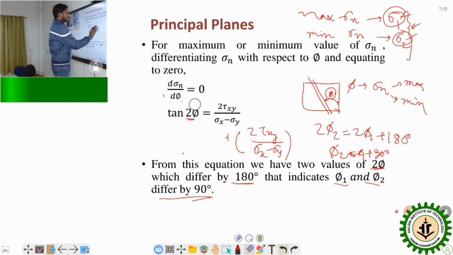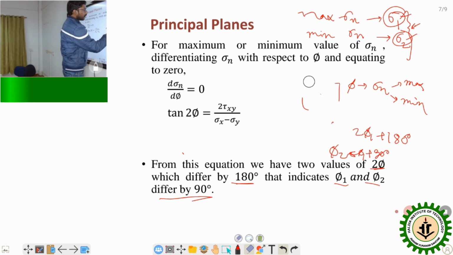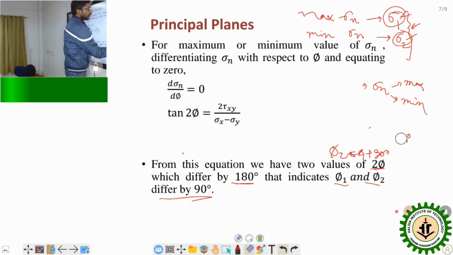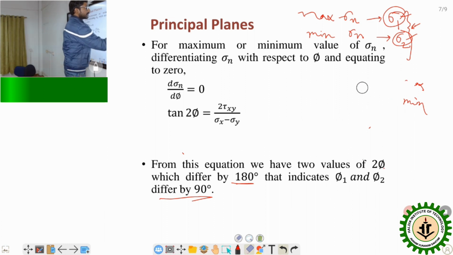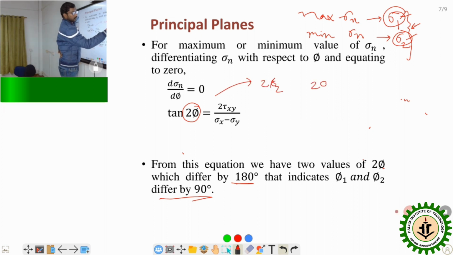So next, in the expression of normal stress and shear stress, that is sigma n and tau, if we put the two values of phi 1 and phi 2, we will be able to calculate major principal stress and minor principal stress, which are the maximum and minimum normal stress on the principal planes. So once we have the value of this 2 phi, already I have discussed 2 phi 2, 2 phi 1.